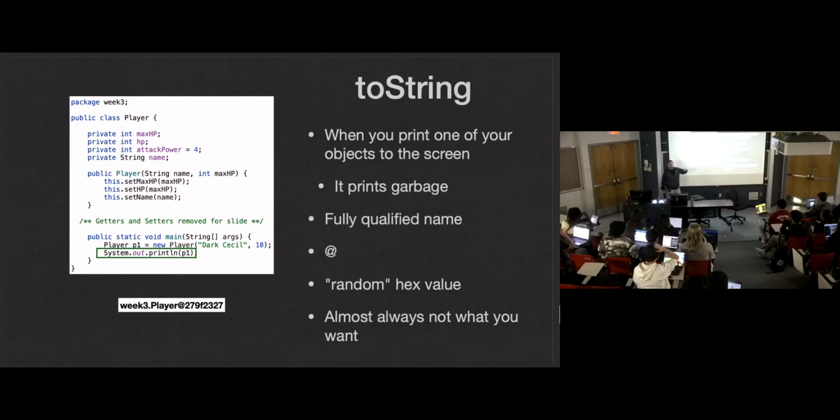If you print an object of a type of one of your classes to the screen, you'll get one of these. You'll get this stuff. There's going to be the fully qualified name, which is package.name of the class, the @ symbol, and then some random hex value, which is related to its reference, but isn't exactly its reference. It's some convoluted Java thing that it prints, which is almost never what you want. You really never want this printed to the screen.